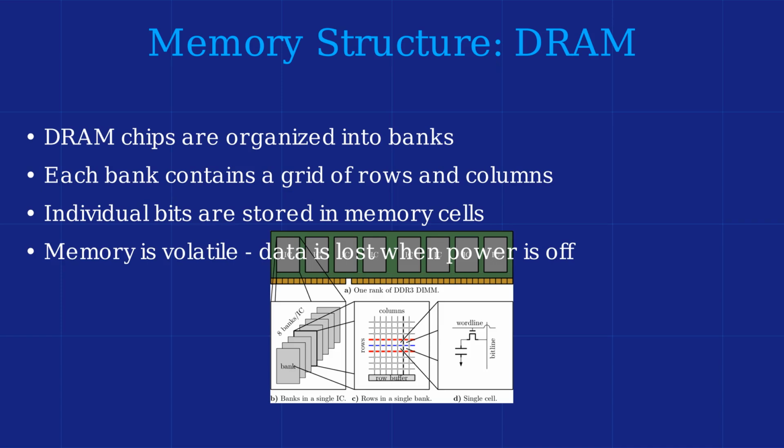Each bank is organized as a grid of rows and columns, with memory cells at the intersections. Individual bits are stored in capacitors that must be refreshed regularly, making DRAM volatile, meaning data is lost when power is turned off.